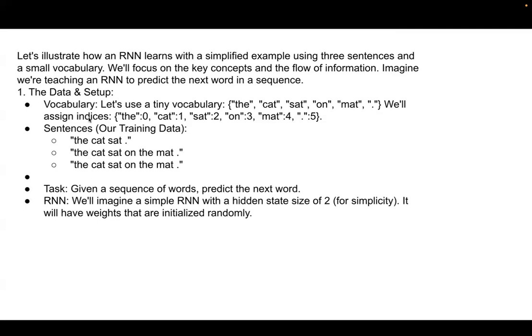So our training data: the cat sat on the mat, and again we reuse the same sentence, okay? So what is the task? Given a sequence of words, predict the next word. Okay, so we'll have a simple RNN with two hidden states, like how neural networks have hidden layers. Which are initially assigned some random values. That's how any neural network works. First, it starts with a random value.